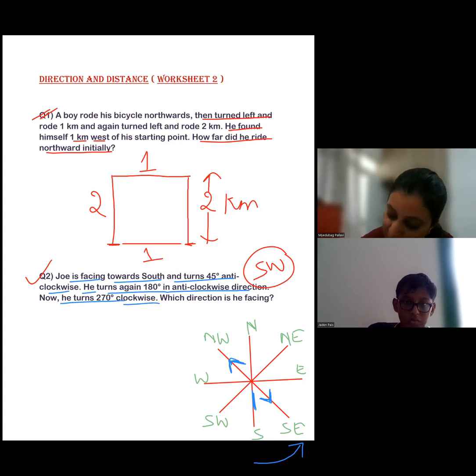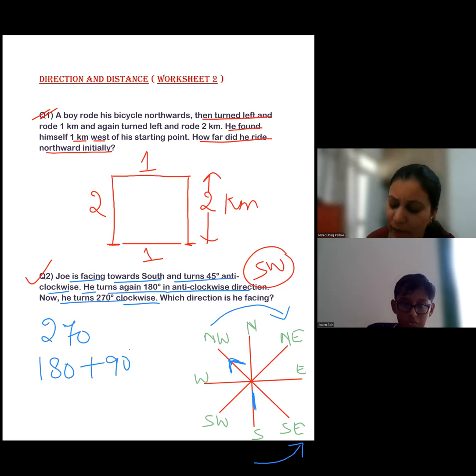Then next, now he turns 270 degrees clockwise. Okay, now 270 clockwise from this direction. Let me write this here. This is clockwise direction towards east and 270 degrees. So 270 degrees means, if we split it to make it easier, firstly it will take a 180 degrees turn and then again a 90-degree turn. Correct? Just to make that easier.